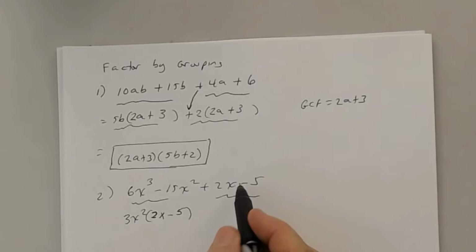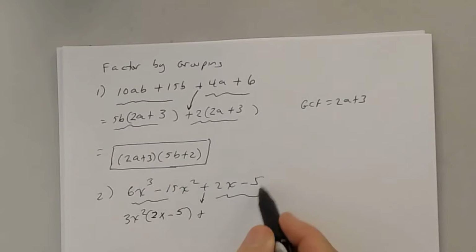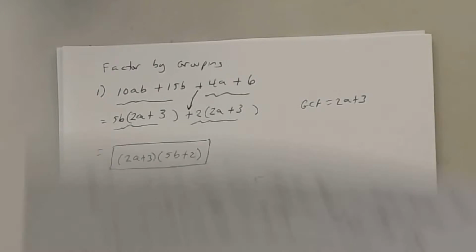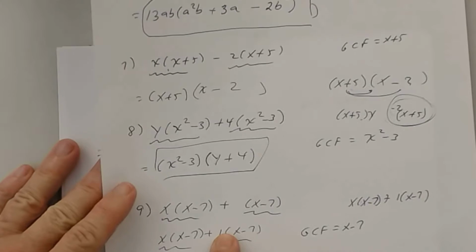All right, now I'm going to do the second group. We're going to bring down the plus symbol. Now look at the second group. What's the GCF of the second group? 1. I do need to put that 1. Remember, that's going to bring us back to this one that we did earlier. Remember this one right here? I put a 1 right here. Okay, that's going to be important to put that 1 there.